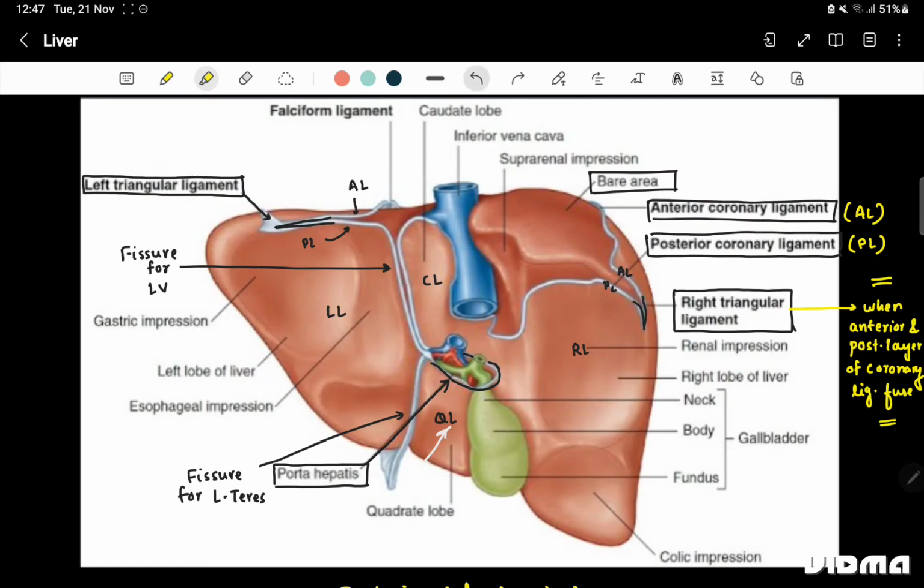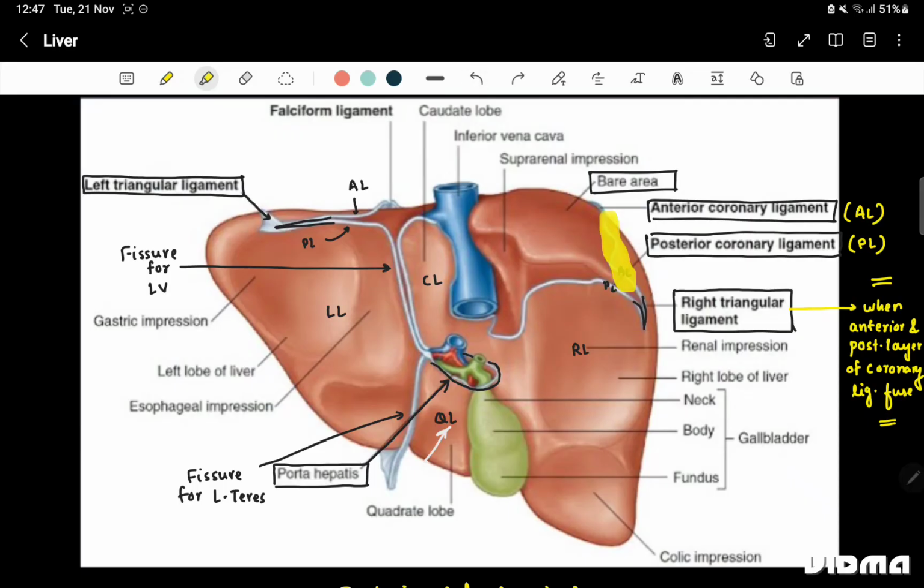The right triangular ligament has 2 parts, that is an anterior coronary ligament and a posterior coronary ligament, which are running like this. And this anterior coronary ligament and the posterior coronary ligament are splitting. Okay, and you can say also in reverse manner, the anterior coronary ligament and the posterior coronary ligament are fusing to form your right triangular ligament, or you can say it splits.